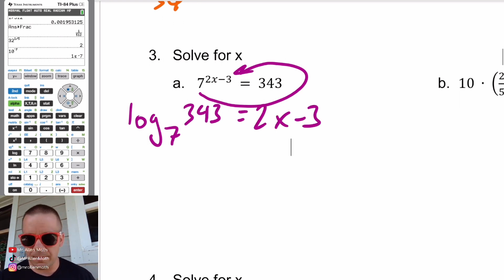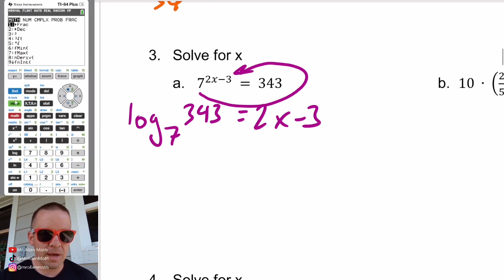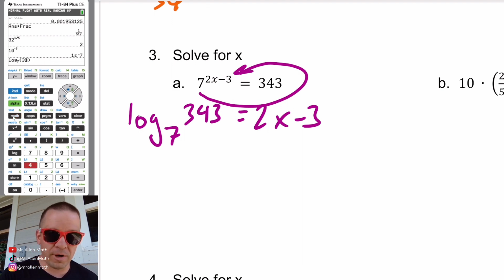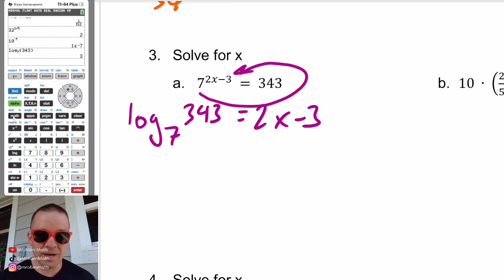So I'm going to pop up that calculator, and I'm going to do math, alpha, math. So math, alpha, then math again. That brings up so I can do any log base. I got 7, then I got 343. Right? Hit enter, and I get 3, right? So I did say 7 to the 3rd, right? So now I can just go ahead and add 3, right? So I can add 3 here, plus 3, hit enter, and then divide by 2.